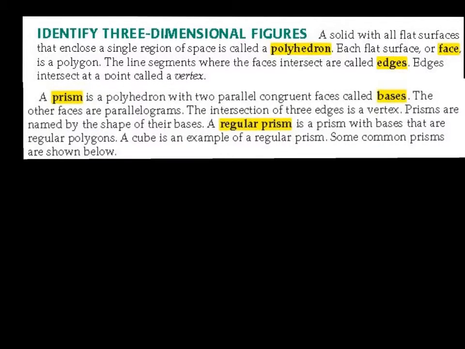A prism is a polyhedron with two parallel congruent faces called bases. The other faces are parallelograms. The intersection of three edges is a vertex. Prisms are named by the shape of their bases. A regular prism is a prism with bases that are regular polygons. A cube is an example of a regular prism. Some common prisms are shown below.